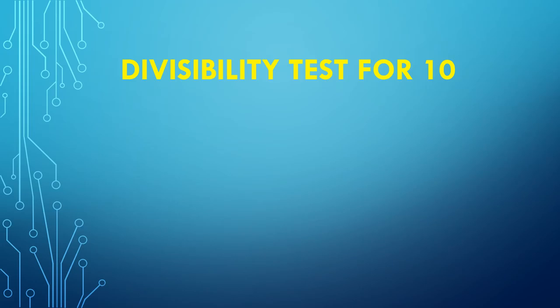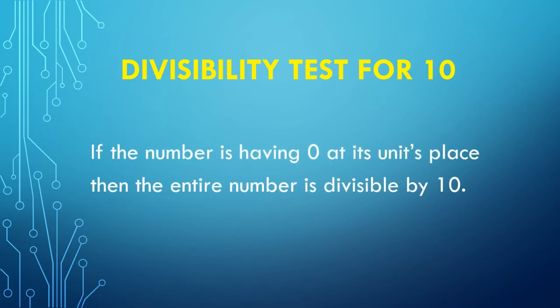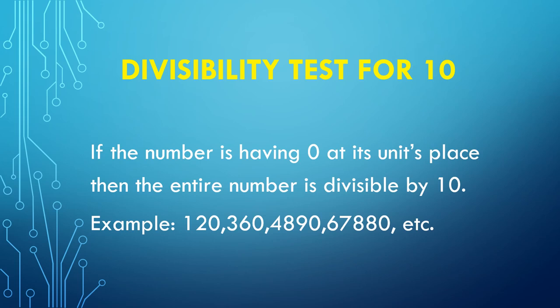Divisibility test for 10. If the number has 0 at its units place, then the entire number is divisible by 10. For example, 120. 120 has 0 at its units place, so the entire number 120 is divisible by 10. 360 also has 0 at its units place, so the entire number is divisible by 10. 67,880 also has 0 at its units place, so the entire number is divisible by 10.